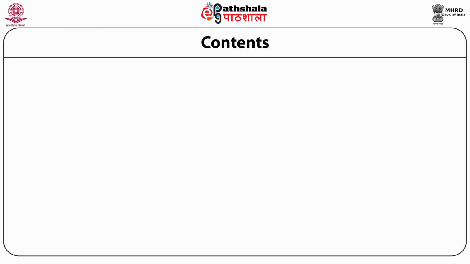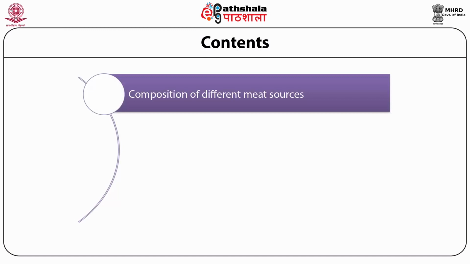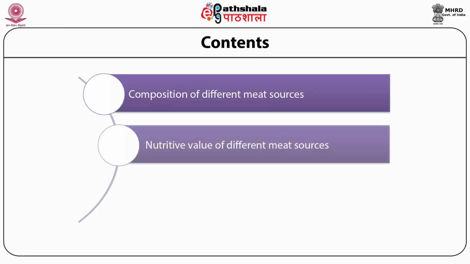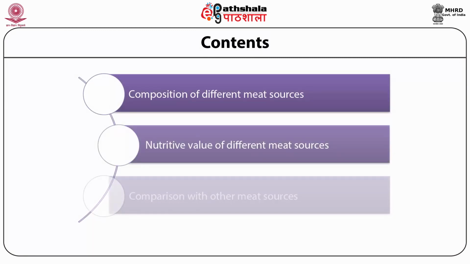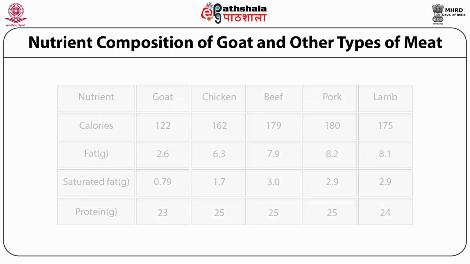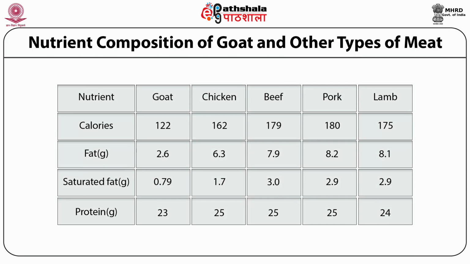The contents of this module that we will go through include the following: composition of different meat sources, nutritive value of different meat sources, and comparison with other meat sources. The approximate composition of meat is about 75% water, 19% protein, 2.5% lipid, 0.65% minerals and some vitamins.